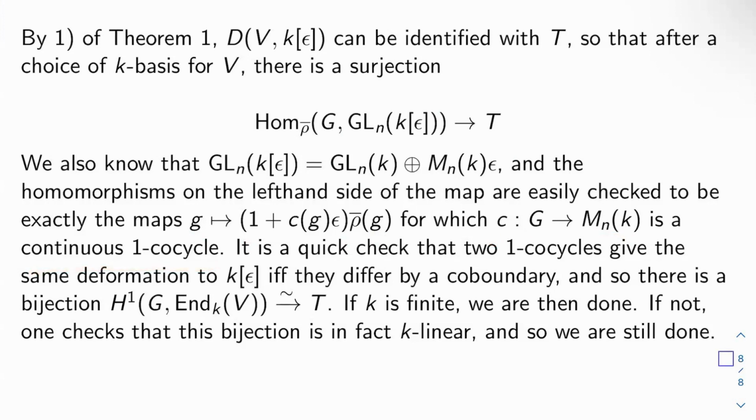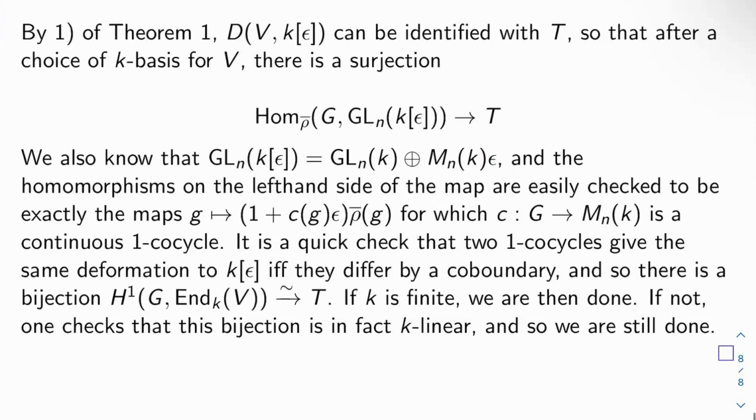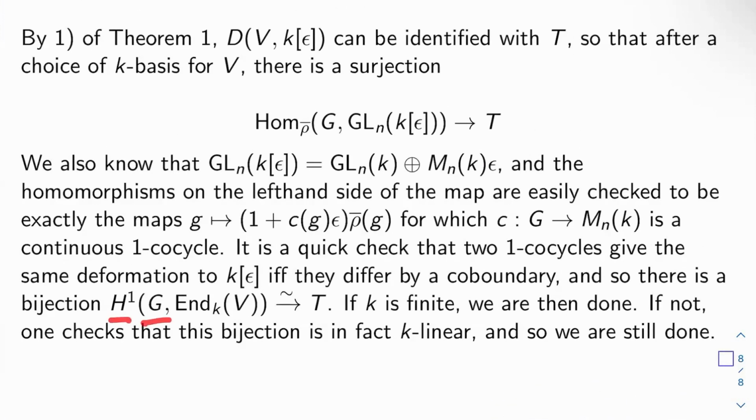And then it's a quick check that two 1-cocycles will give the same deformation to K[epsilon], so the same image in T, if and only if they differ by a coboundary. In other words, there's a bijection from H1(G, Ad V) to T, okay? All right, well, great. If K is finite, I'm just done then. This is definitely going to have finite K dimension. But if not, you can just check that this bijection is not just a set theoretic bijection, it's actually K-linear, and then you're still done anyway.